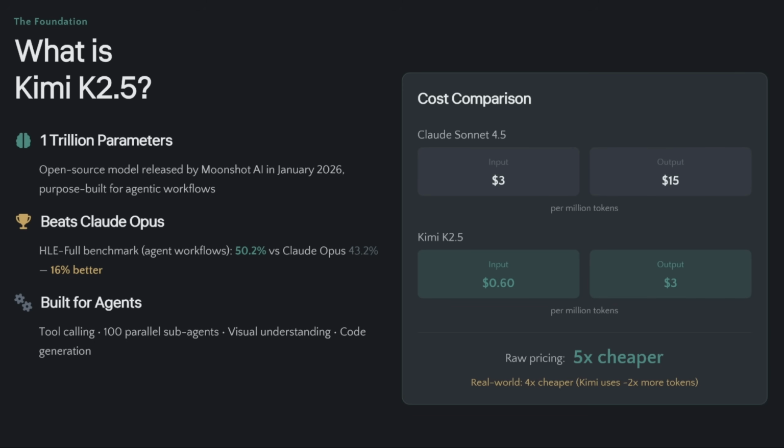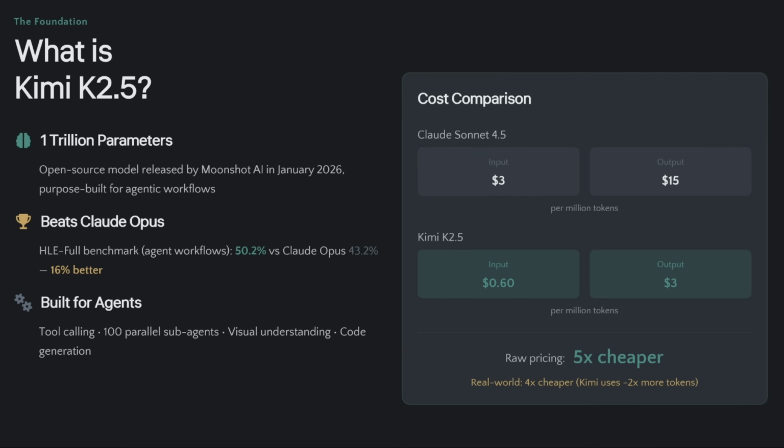Kimi K2.5 is a 1 trillion parameter open source model released by Moonshot AI in January 2026. Kimi K2.5 beats Claude Opus on agentic tasks. Actually, full benchmark reports Kimi K2.5 performing better than Claude Opus by 16%. It excels at tool calling, spawning up to 100 parallel subagents, visual understanding, and code generation. It is perfect for OpenClaw because it's built for agents.